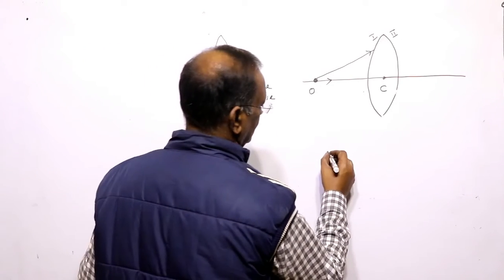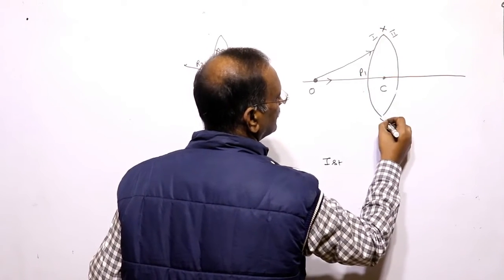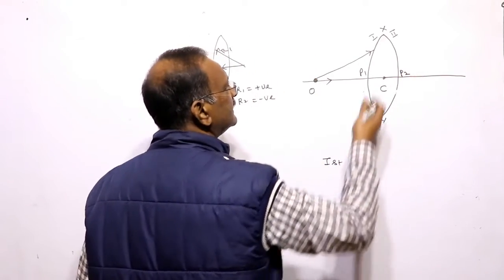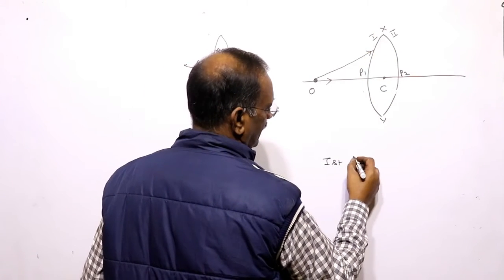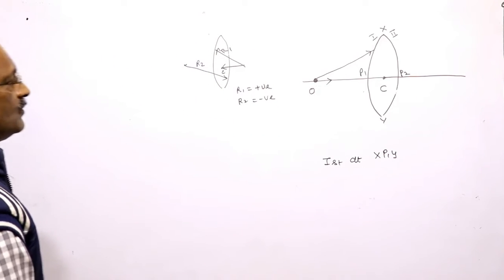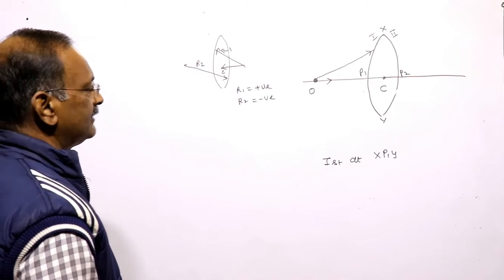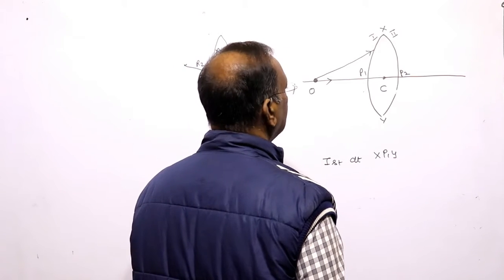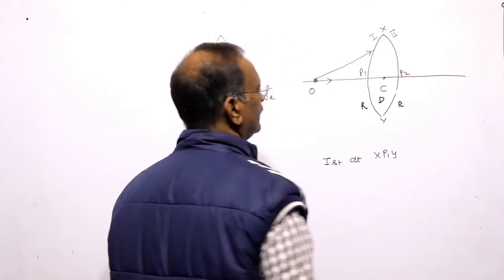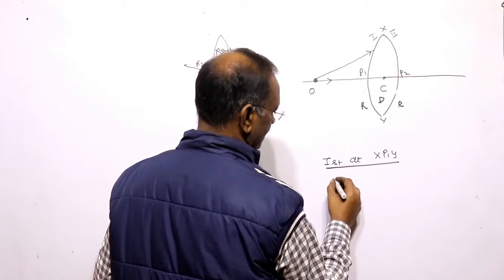So first refraction. This is X, P1, Y, and this is P2. The first refraction takes place at the surface X, P1, Y. Here, this is the denser medium, and this is a rarer medium, air. This is also a rarer medium. So at the first refraction, the refraction takes place from rarer to denser.